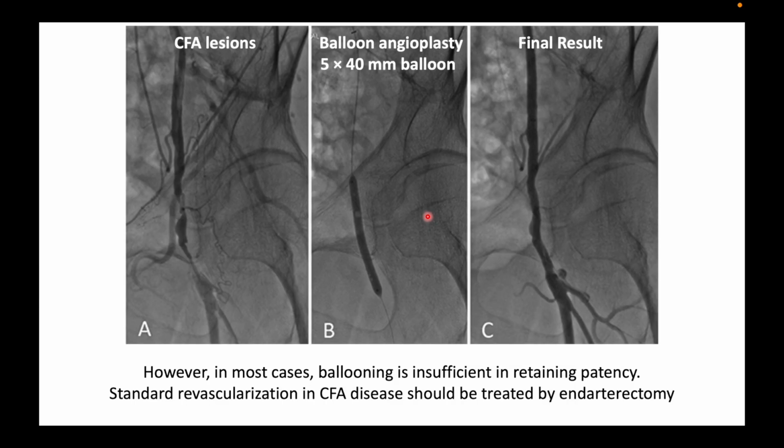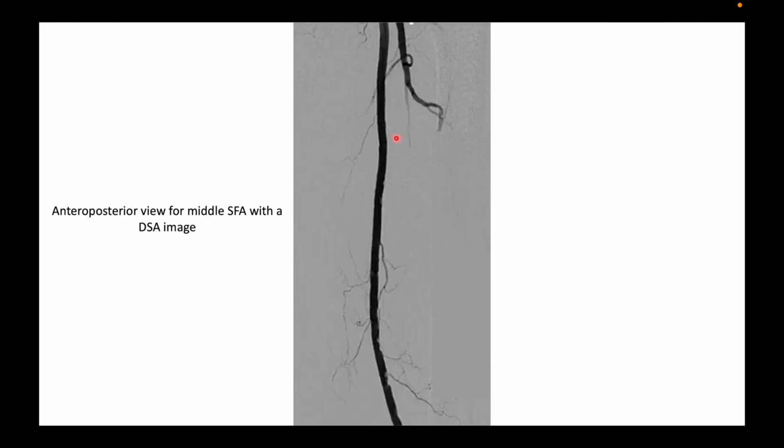Now, however, in most cases, ballooning is insufficient in retaining patency, and standard revascularization in common femoral artery disease should be treated by endarterectomy. So that's what I've already said, that endarterectomy is a good treatment option for common femoral, because if you do the ballooning it may hold, that's very good, but it may not hold, and if it gets a flow limiting dissection, you may have to stent that, and that's not a clever idea. So this remains a target for endarterectomy. Now this is an AP view for the middle SFA, and this is a DSA image.